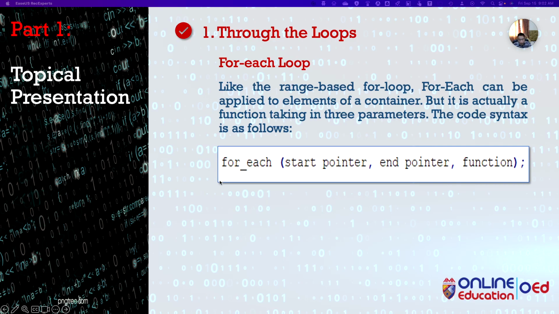The loop starts with for_each. This is one statement, for_each, followed, inside the parentheses, by a pointer to the first element of the container where we are iterating, and a pointer to the end element of the container, where the function is to be applied. Followed by a pointer to the last element, so we already said that, and then followed by the function itself. Okay, let's see an example.